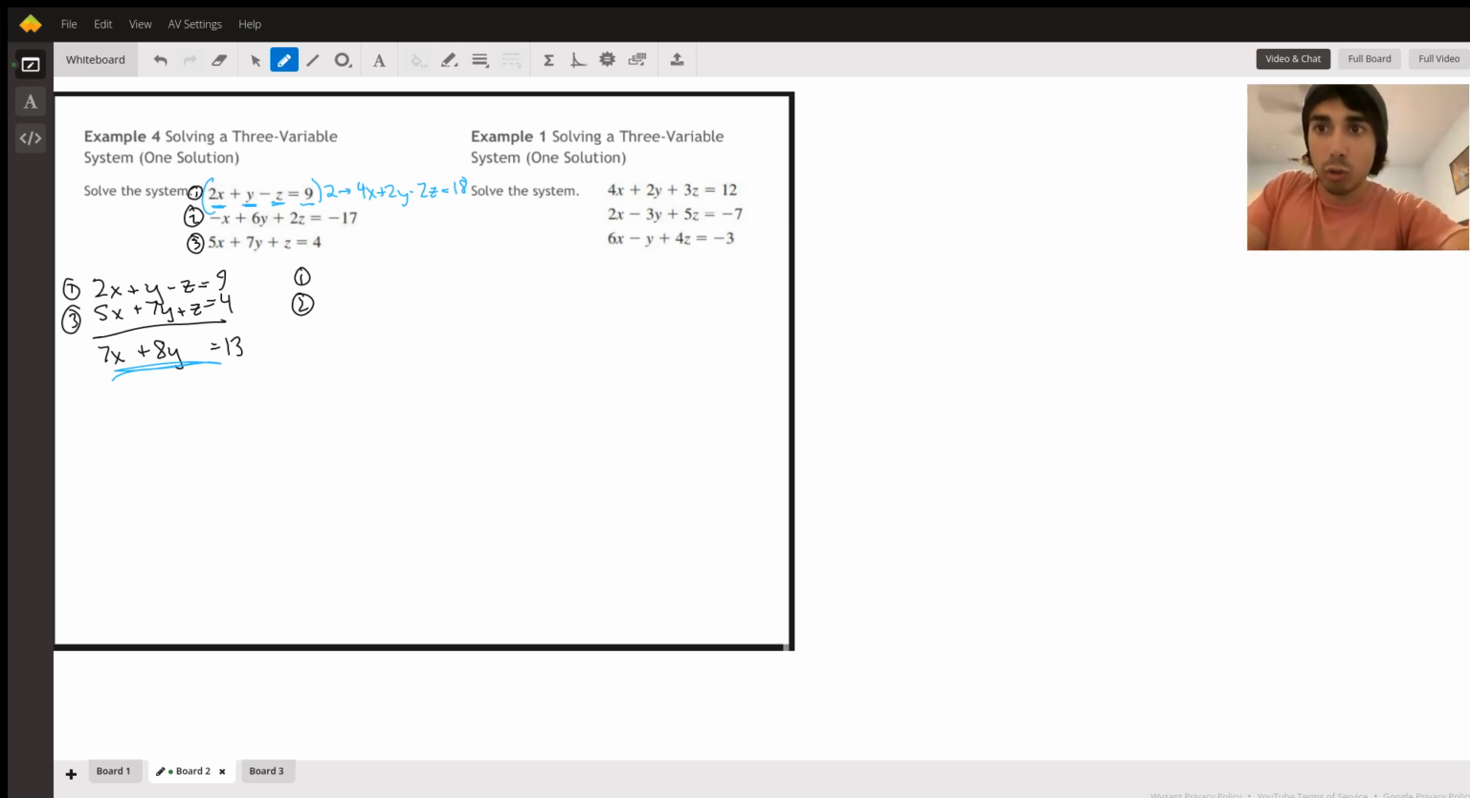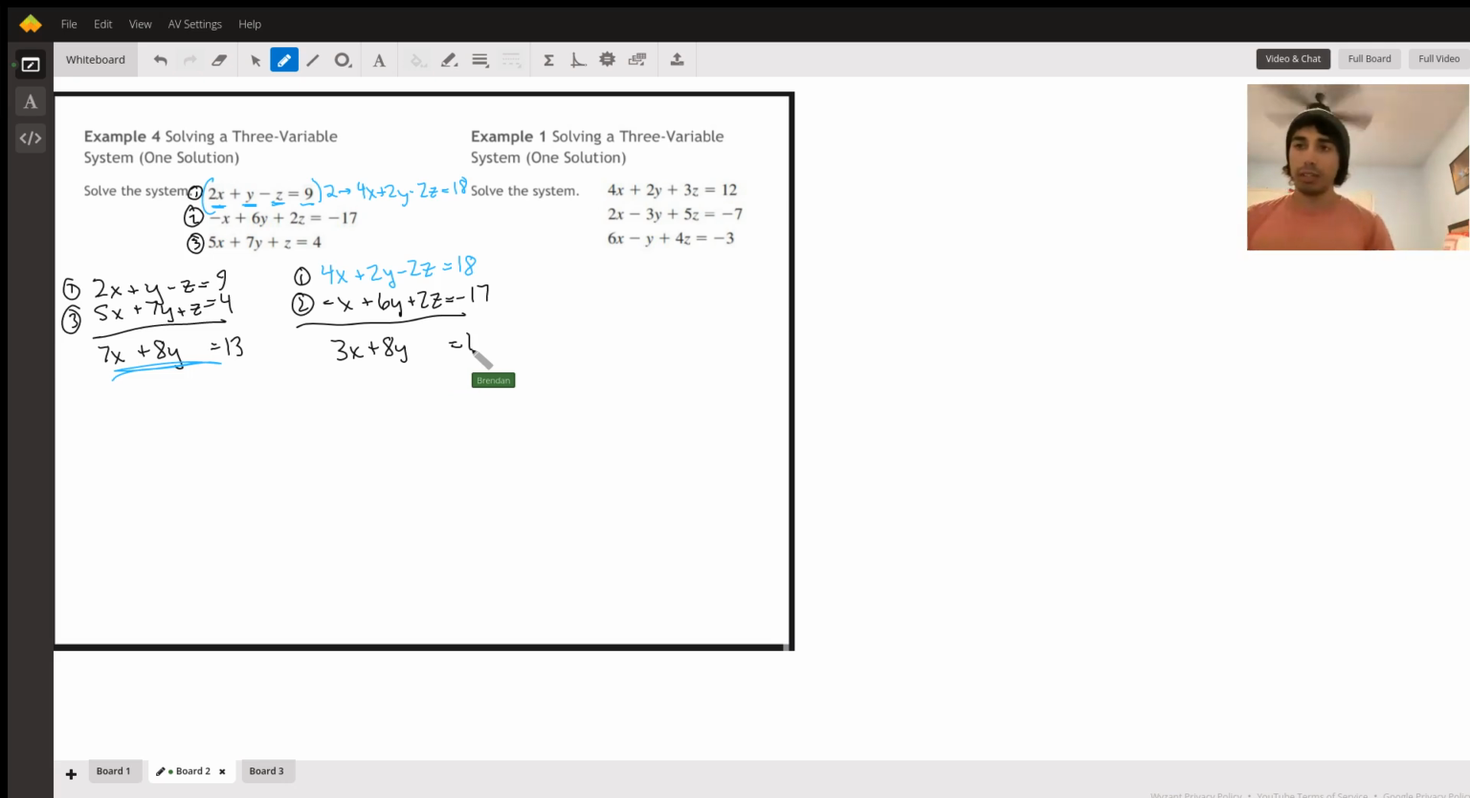So let's write my new equation 1 that we created: 4x plus 2y minus 2z equals 18. And then my equation 2 down here: negative x plus 6y plus 2z equals negative 17. We're going to add them together. So 4x minus x is 3x. 2y plus 6y is 8y. Negative 2z plus 2z cancels, that is 0z. 18 minus 17 is 1.